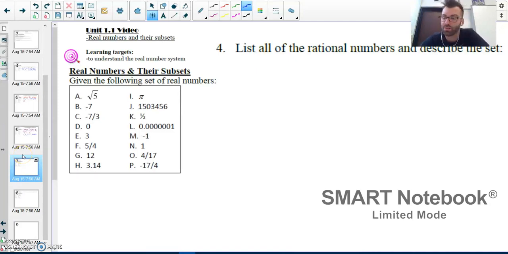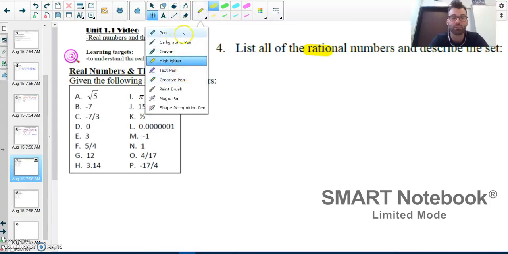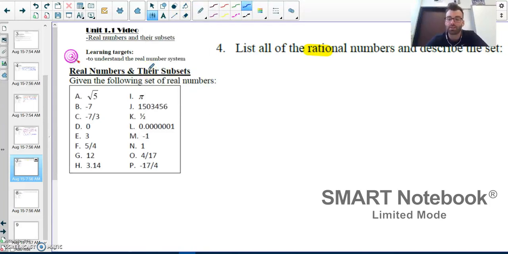Now, we've talked about rational numbers before. Look at the word rational. Let's get that highlighter going. We have this nice word right there, ratio. Remember last year, in geometry, we talked about ratios throughout the entire year, the ratios of angles, the ratios of sides. We said ratios could be 3 to 2.